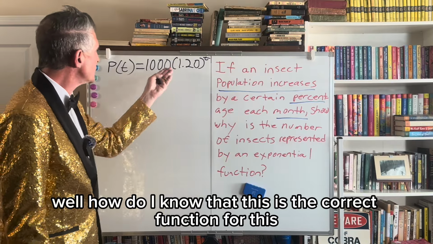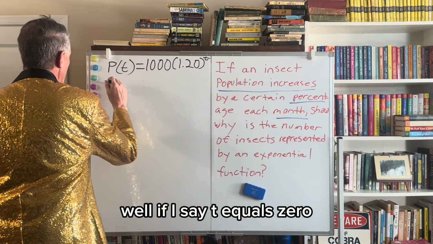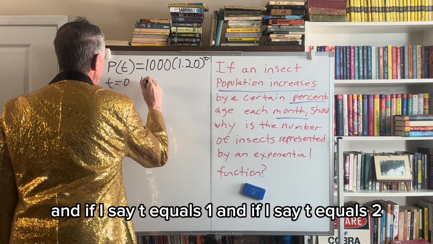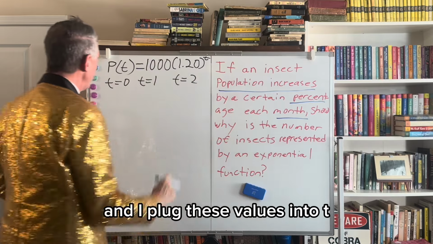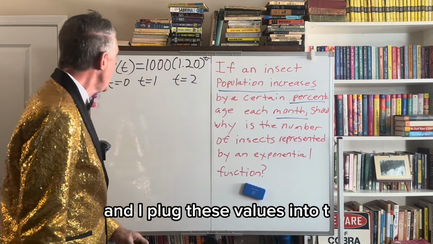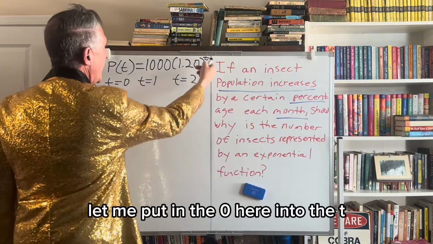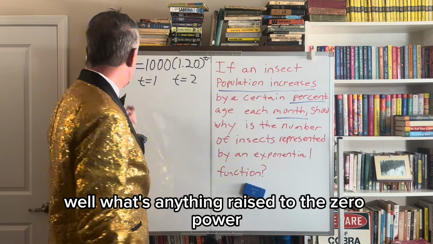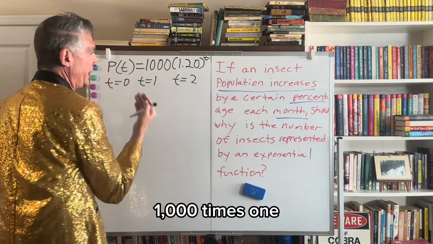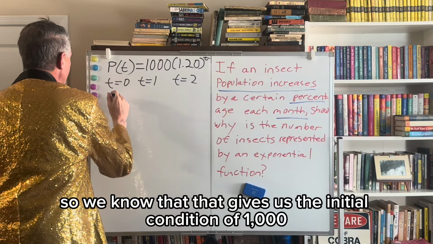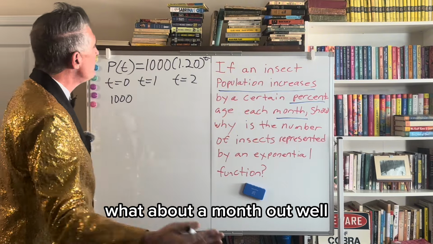Well, how do I know that this is the correct function for this? Well, if I say t equals 0, and if I say t equals 1, and if I say t equals 2, and I plug these values into t, what's that going to get us? Well, let's do that real quick. Let me put in the 0 here into the t. Well, what's anything raised to the 0 power? That's 1. So that gives us 1,000 times 1. So we know that that gives us the initial condition of 1,000. Nothing has changed here.